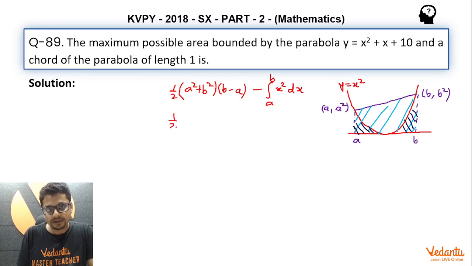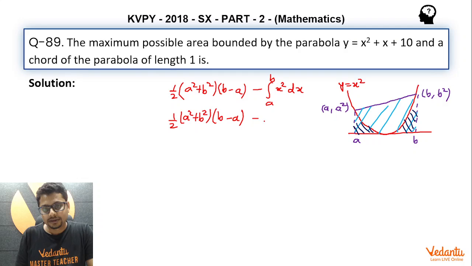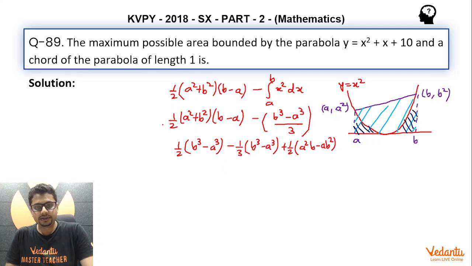So this essentially becomes half times a square plus b square multiplied by b minus a, minus, you may say, b cube minus a cube by 3. So as we expand, it becomes this minus 1 by 3 times b cube minus a cube, which I have taken here, and half times b cube minus a cube I have taken here, plus half times a square b minus ab square I have taken here.